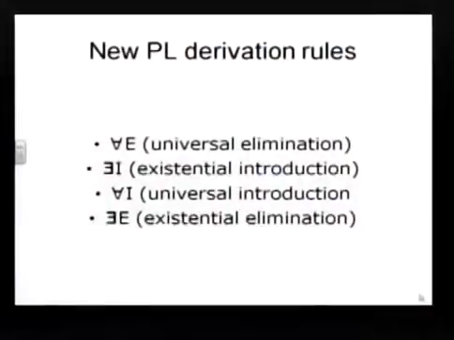And accompanying the new connectives, the new quantifiers, we also got some new derivation rules. Universal elimination, existential introduction, universal introduction, and existential elimination. For all of the connectives that we've had, of course, we need both introduction and elimination rules. The first two of these, universal elimination and existential introduction, are pretty straightforward. They didn't require any new equipment than what you had before. You could kind of just see how those worked.